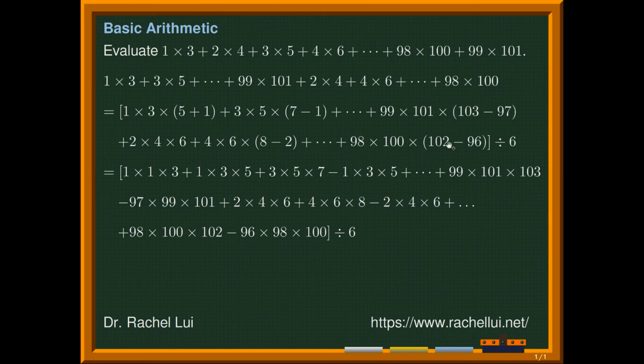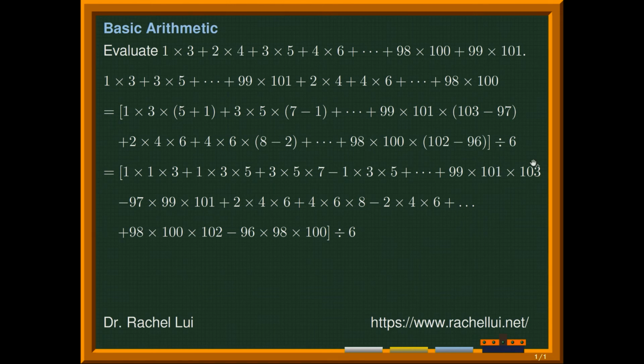And then the whole thing will be divided by 6. We see that this term cannot be cancelled out, but we can see that 1 times 3 times 5 can be cancelled by minus 1 times 3 times 5. So 3 times 5 times 7 can also be cancelled out. So we can expect that 97 times 99 times 101 would also be cancelled out by minus 97 times 99 times 101.